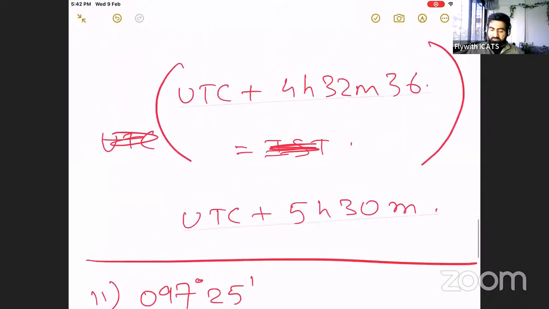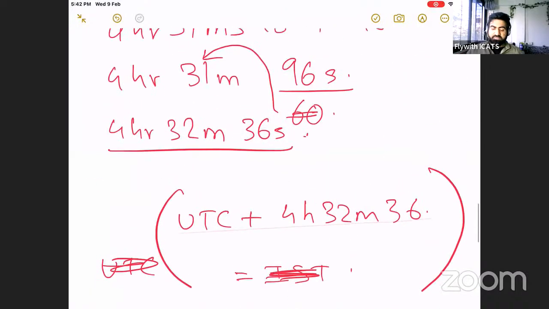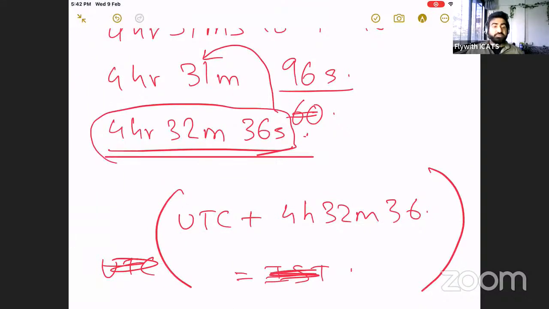Students whose arc conversion into time is not close to this answer, you have to cross-check your answers. This is 4 hours, 32 minutes, 36 seconds. Somewhere your answer should be close. So 4 hours, 33 minutes is close.